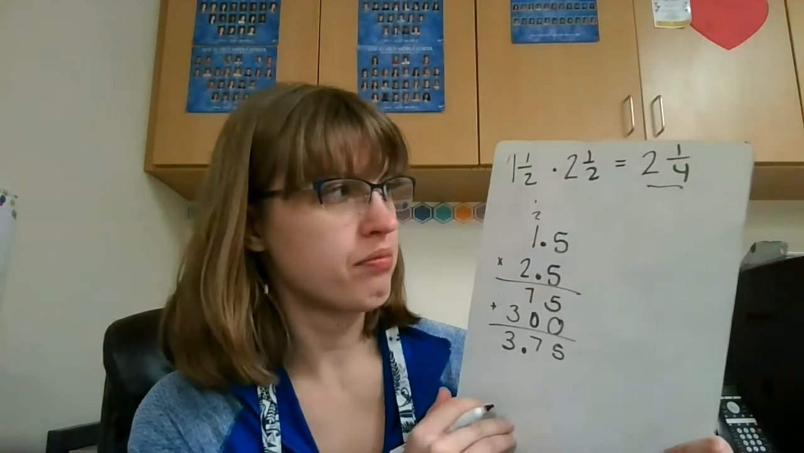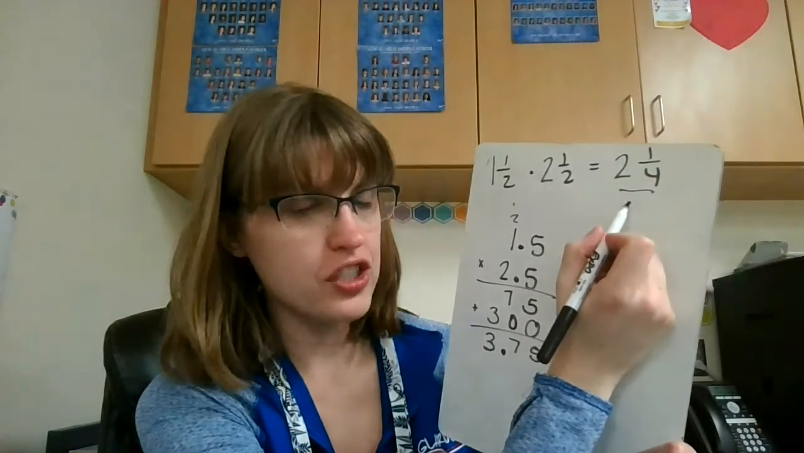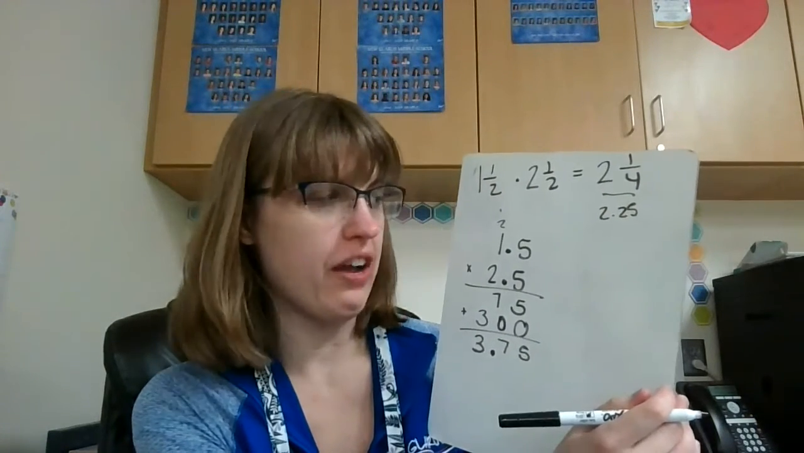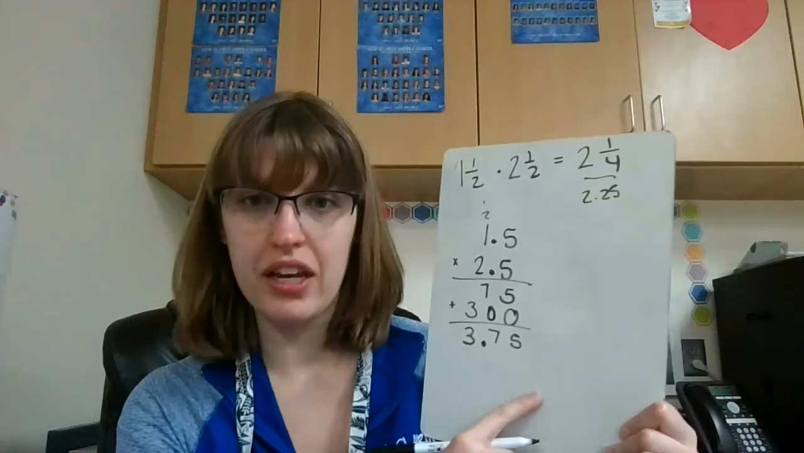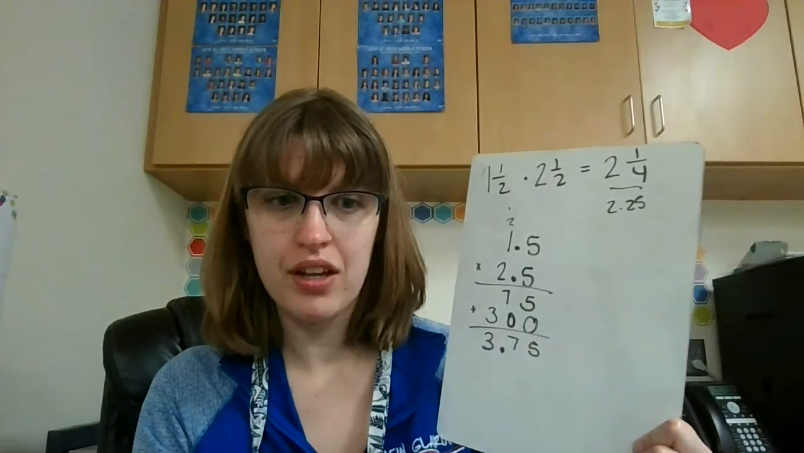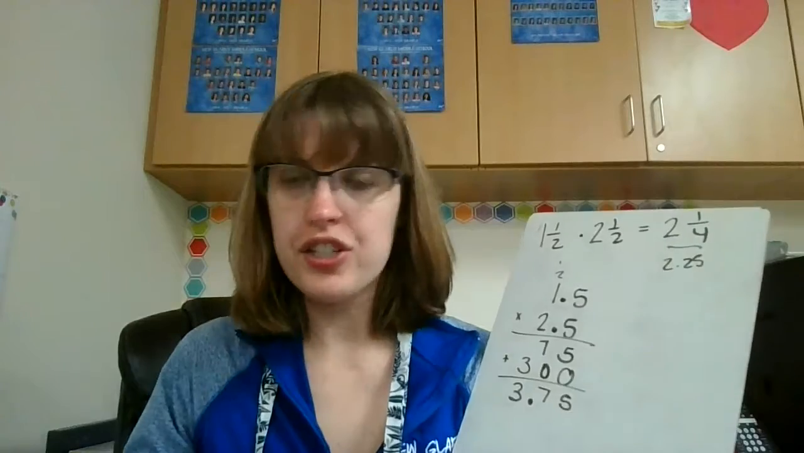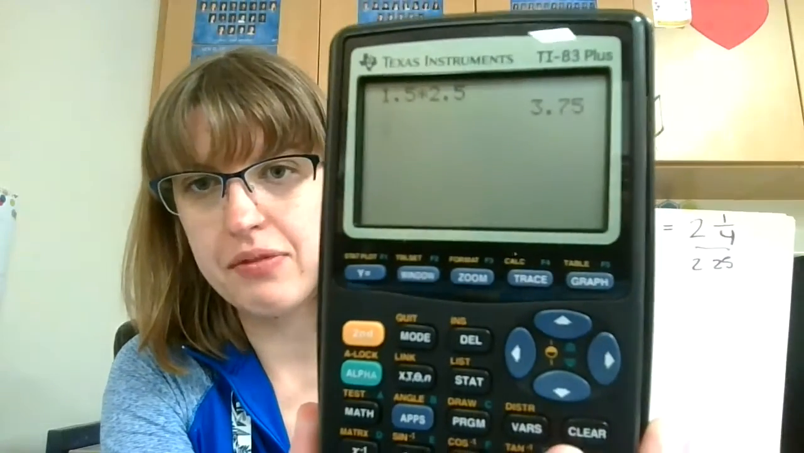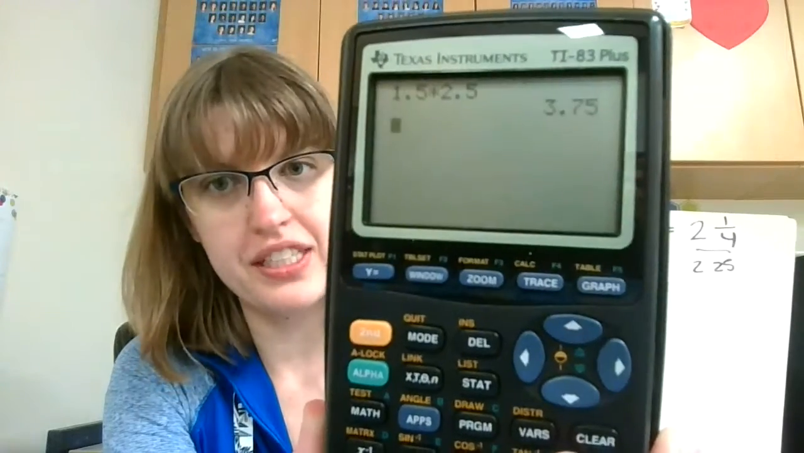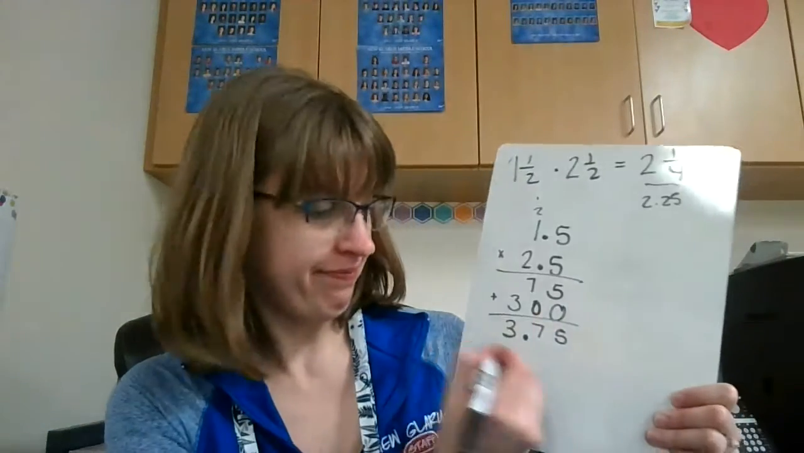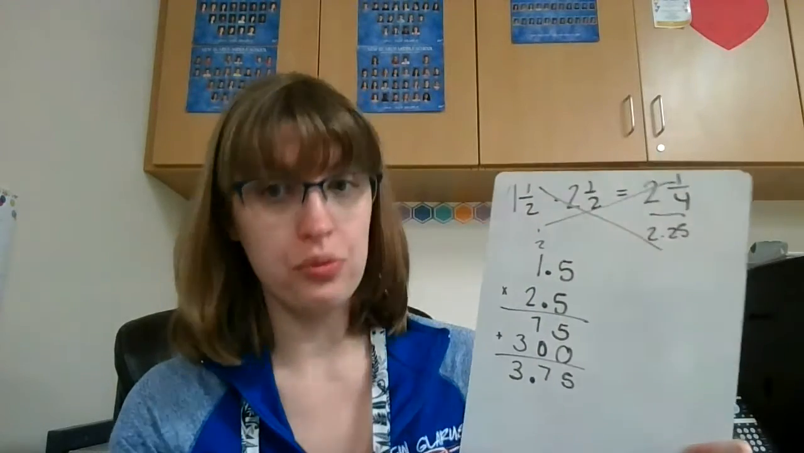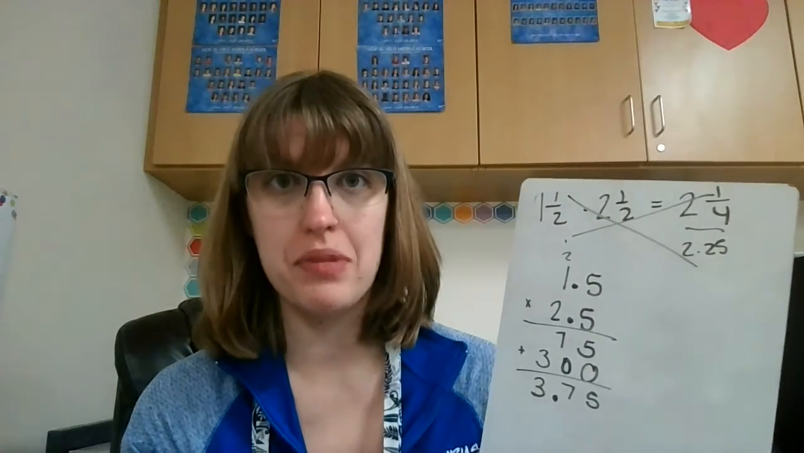3.75 is my answer. When I did it with fractions, I got 2.25. Because 1/4 is 0.25. Those are not the same thing. And just to prove, there it is on my calculator. 1.5 times 2.5 is 3.75, which is that answer, not that one. This is wrong. That is not how you multiply mixed numbers.